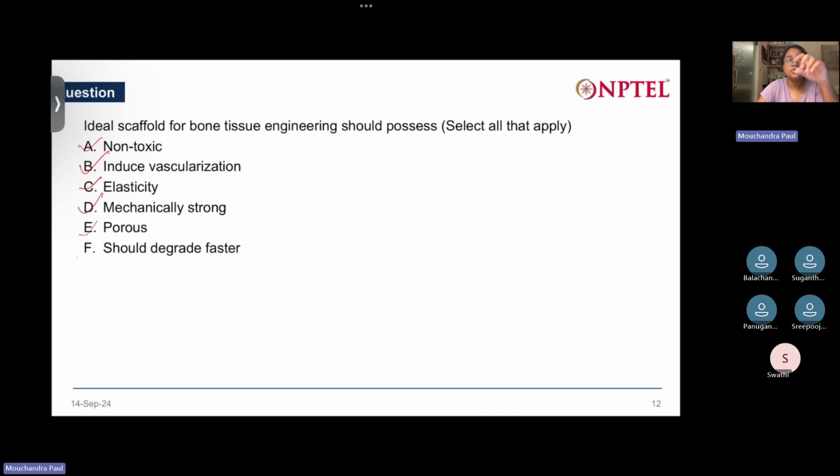In that case, it will force the surgeons to do another surgery to remove that implant. So that's very painful for the patient. So this degradation property is also one of the ideal properties for a scaffold to possess in order to be used in bone tissue engineering, right?